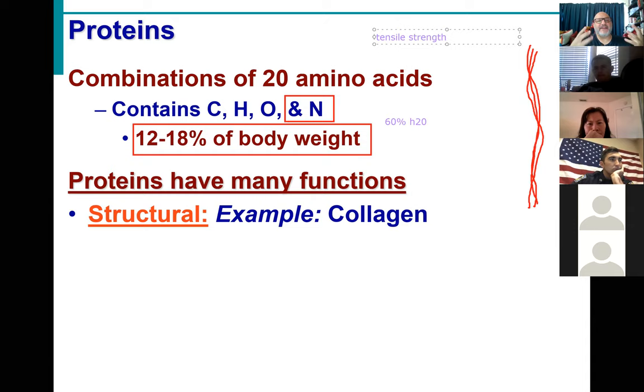But that strength doesn't come from being rigid. When you are done playing tug of war, I can take that rope, roll it into a ball, and toss it into the trunk of my car. And that's what collagen does. It provides structure without rigidity.